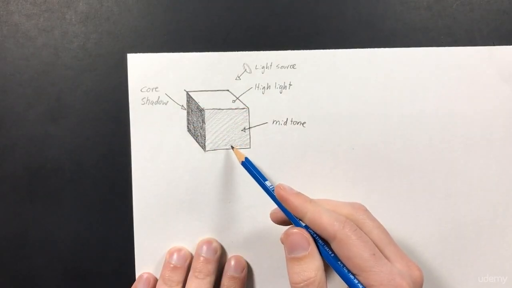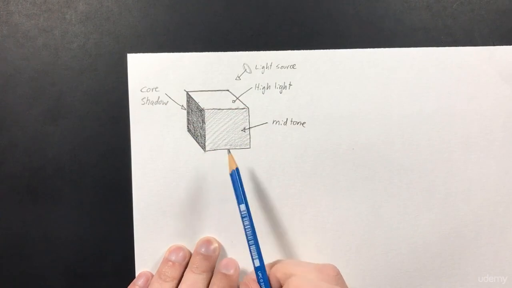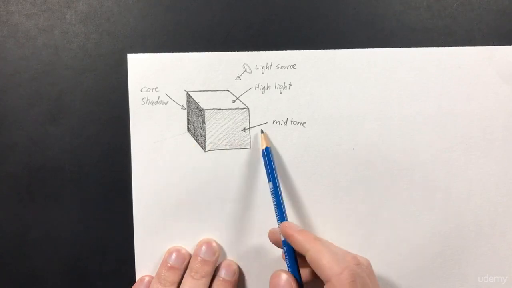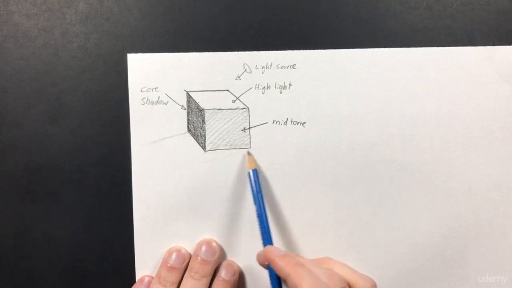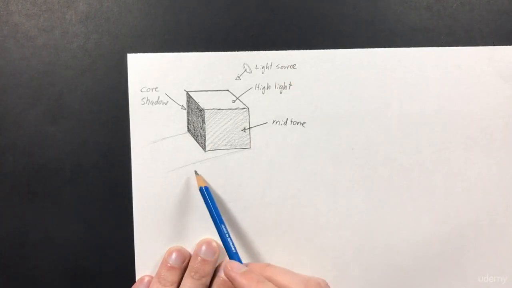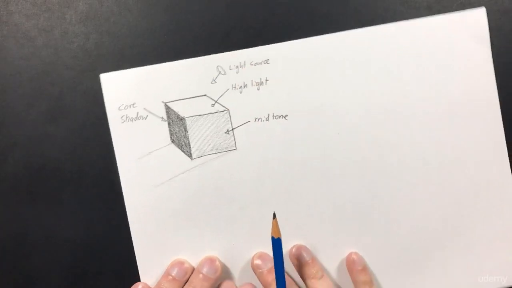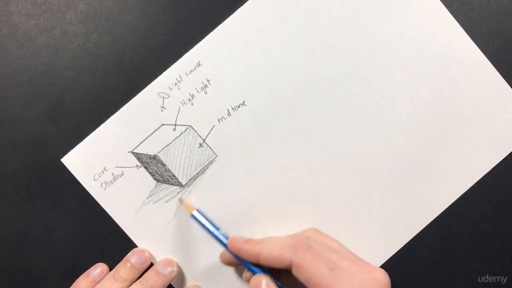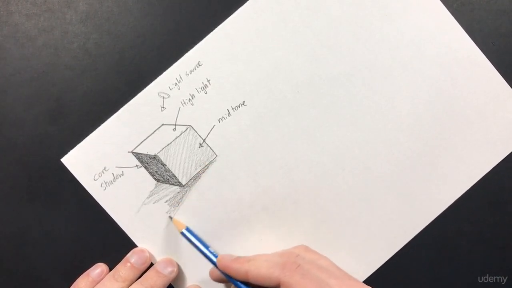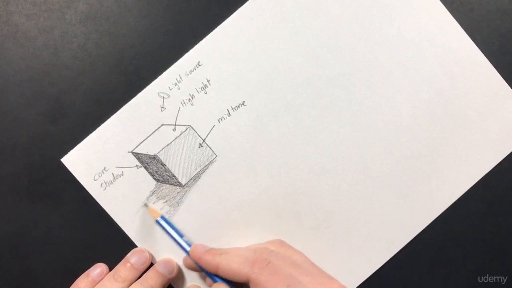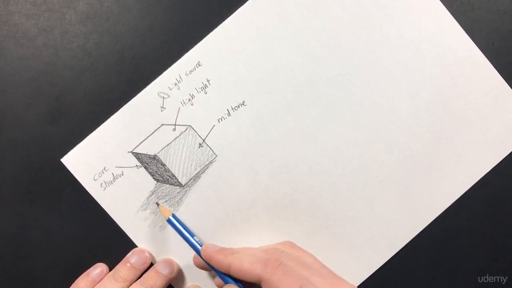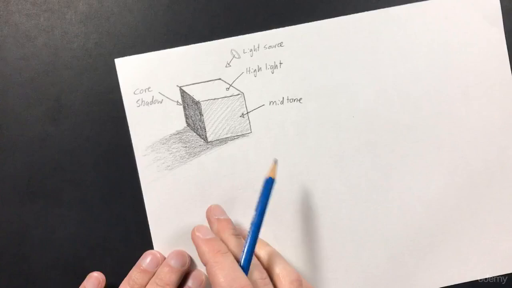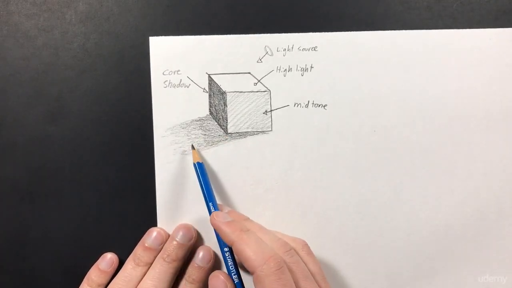Now, there's one last shadow we have to add in here before it's complete, and that's our cast shadow. So our cast shadow is just a shadow that's cast off of our shape and onto the surface it's sitting on. So it would basically be coming off like so, and then we can go ahead and fill that in with a darker value. And we usually want our cast shadow to be darker than our mid-tone shadow. And we can just fill that in like so. And the further away we get from the object, the lighter our shadow is going to become.